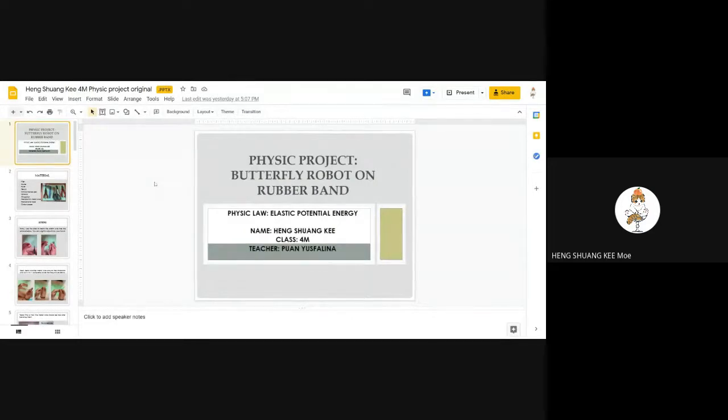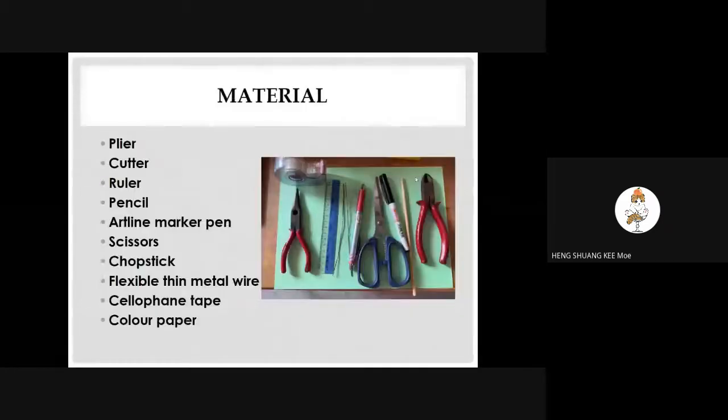So my physics project is butterfly robot on rubber band. The physics law that I use is elastic potential energy. So the materials I prepared are a plier, a cutter, a ruler, pencil, outline marker pen, scissors, chopstick, two flexible thin metal wires, cellophane tape, and some color paper.